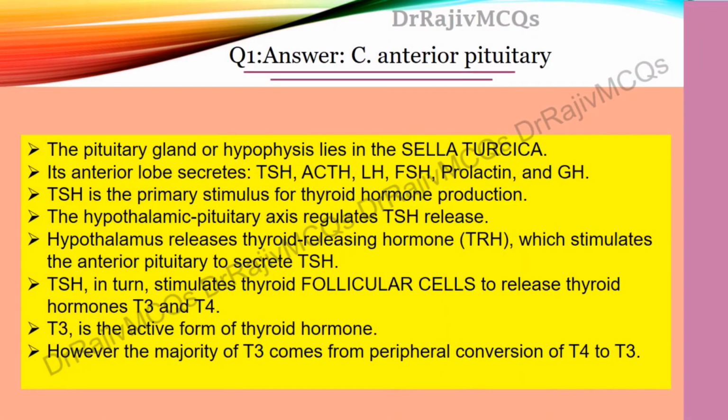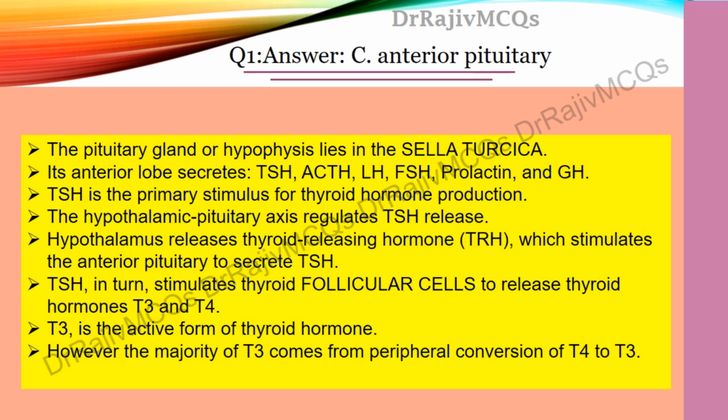The correct answer in question number 1 is option C. The pituitary gland or hypophysis lies in a pocket on the superior surface of the body of the sphenoid bone known as sella turcica. Its anterior lobe or adenohypophysis secretes thyroid stimulating hormone TSH, adrenocorticotropic hormone ACTH, luteinizing hormone LH, follicle stimulating hormone FSH, prolactin and growth hormone GH.